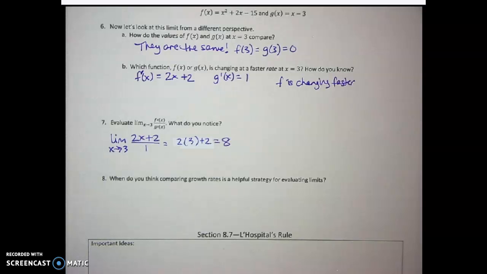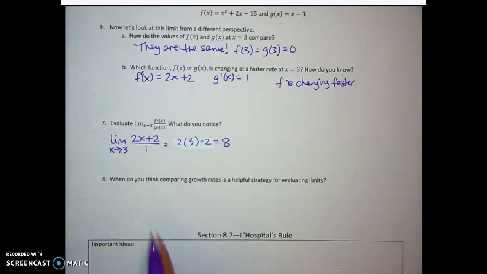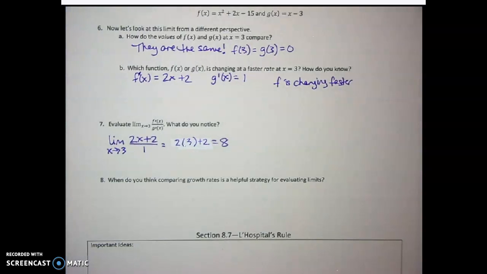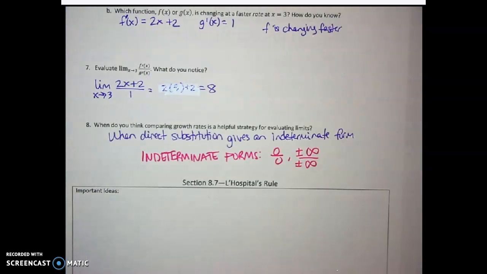When do you think comparing growth rates is a helpful strategy for evaluating limits? Well, basically, when the direct substitution gives an indeterminate form, right? We could do the factoring method, or we can use what is called L'Hopital's rule. The indeterminate forms we're talking about are 0 over 0, or plus or minus infinity over plus or minus infinity. So now let's talk about the important ideas of L'Hopital's rule.